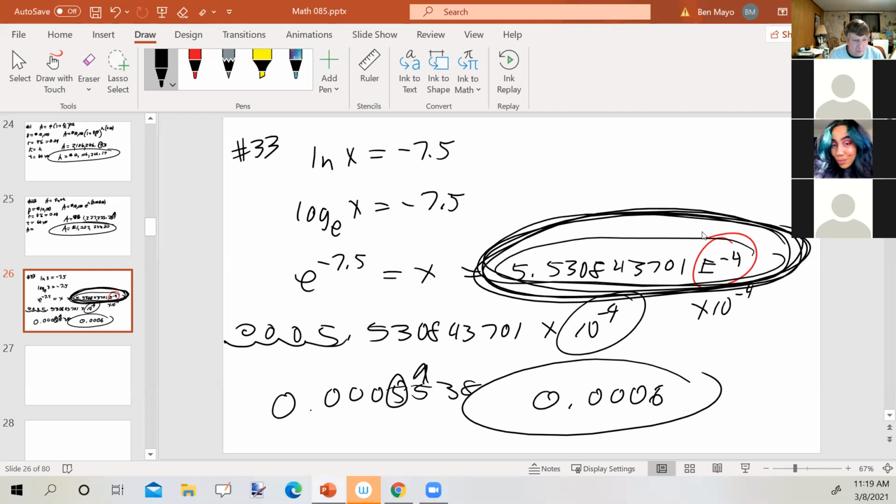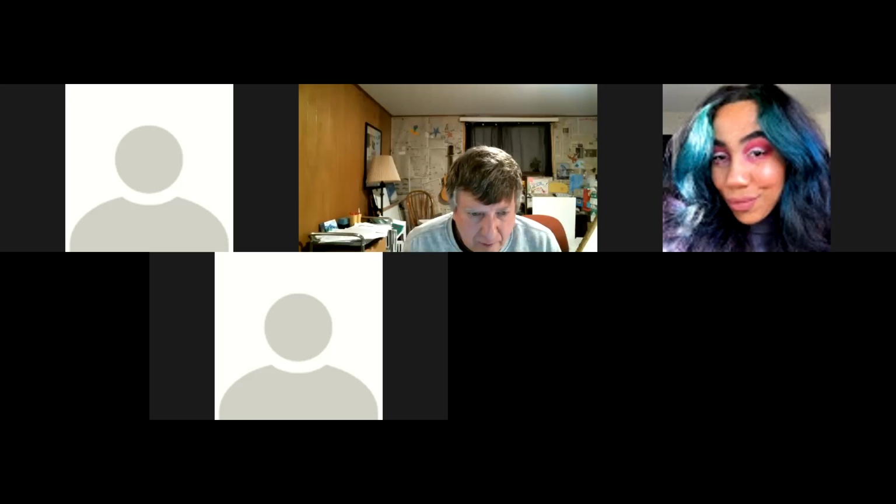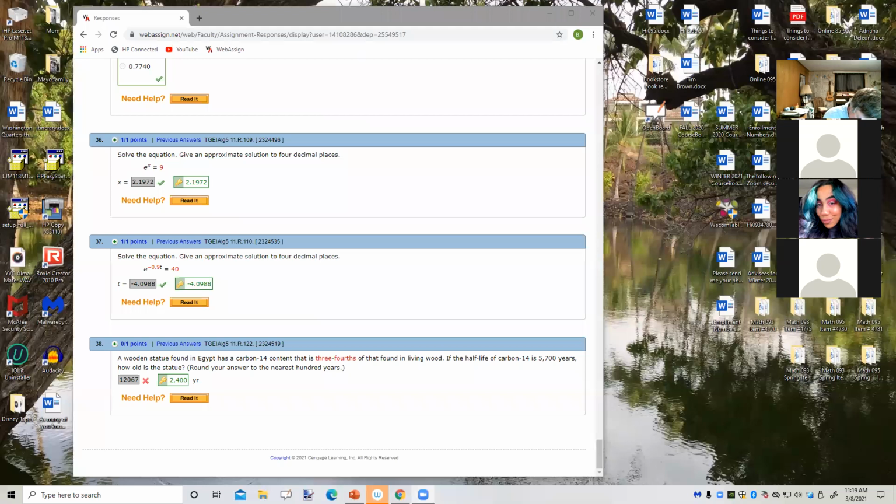All right, I got one more to do here, and then we're going to be out of time. So let's see here. This is number 38 on the chapter review. It says a wooden statue found in Egypt has a carbon-14 content that is 3/4 of that found in living wood. If the half-life of carbon-14 is 5,700 years, how old is the statue?